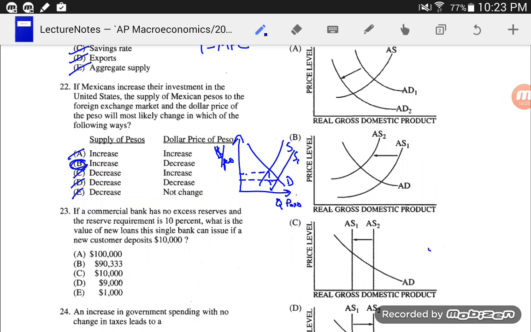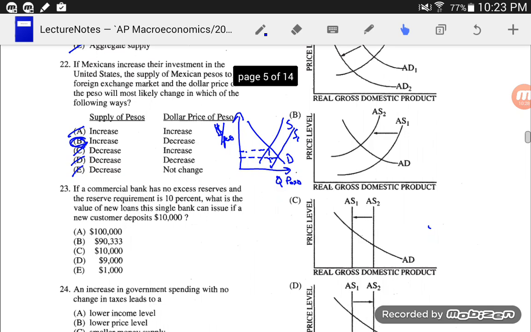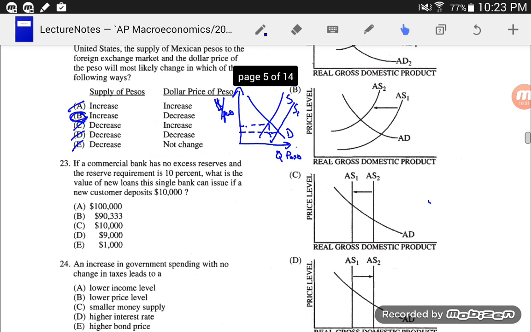Alright, number 23. If a commercial bank has no excess reserves and the reserve requirement is 10%, what is the value of new loans this single bank can issue if a new customer deposits $10,000? If I were answering this one, you've got to be careful reading it, because the question says, what's the value of new loans this single bank can issue? It's not asking how much the total money supply will increase potentially.